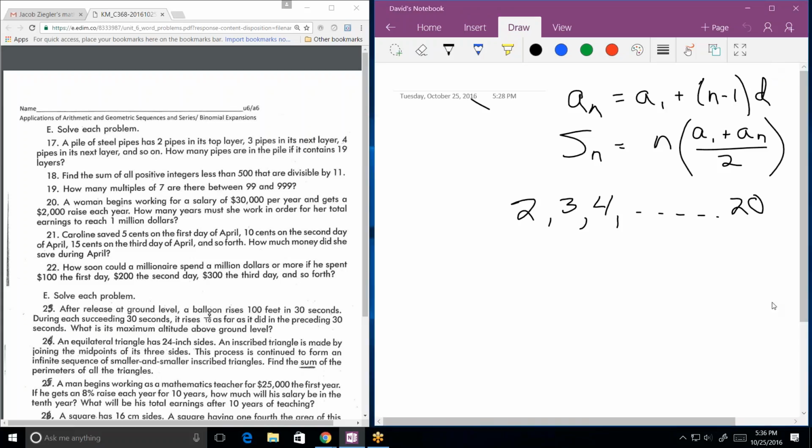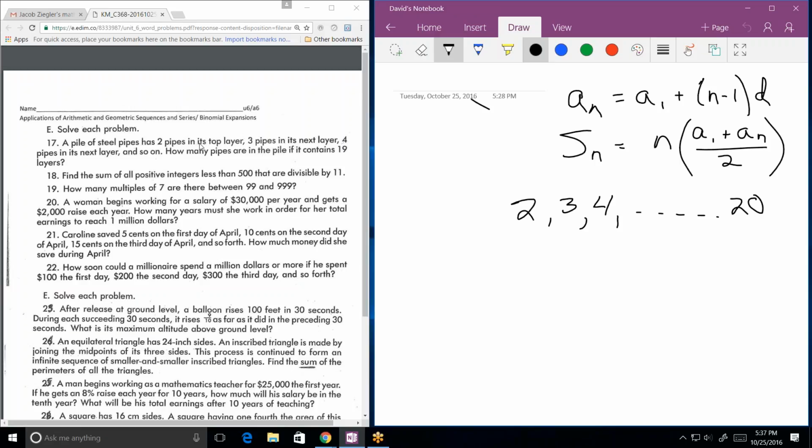When you're dealing with arithmetic sequences, where every term is separated by the same amount, these are the two equations you want to memorize. Okay? This is the explicit definition for the nth term, and this is the sum of the first n terms. You with me? Yep.